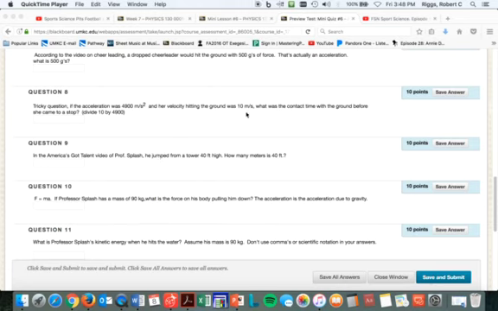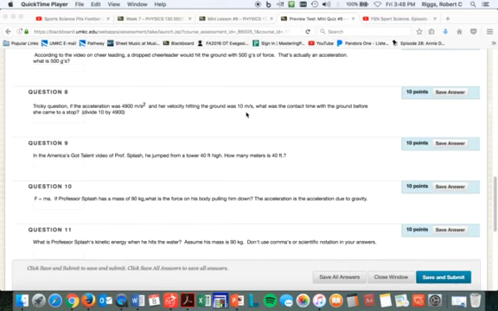All right, let's wrap this up. And here we go. It says in America's Got Talent, he jumped from a tower 40 feet high. First of all, a simple thing I want you to do. I mean, we're in college, we can do that. How many meters is 40 feet?